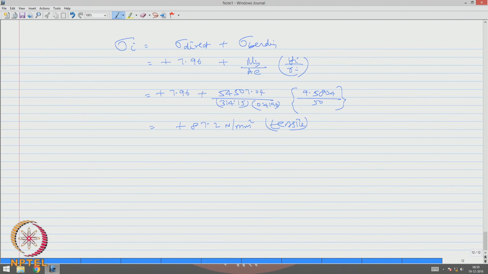As expected, the moment increases the radius of curvature, and the inner portion is in tensile, which we are also getting verified from the results.